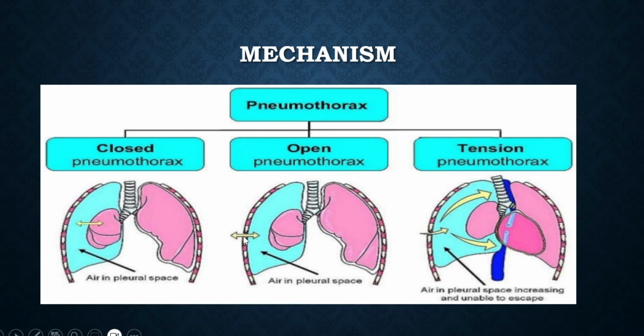And in the open type, there is an opening in the chest wall from where air enters and exits, causing the collapse of the lung with air within the pleural space. And in tension pneumothorax, air only enters into the pleural space, but it cannot go out. So this will cause a mass effect as mediastinal shift or mediastinal compression, leading to cardiovascular collapse. So this is an emergency condition requiring immediate management.